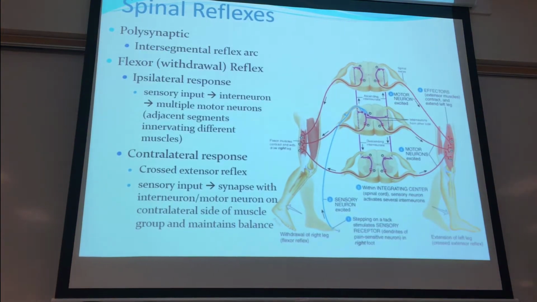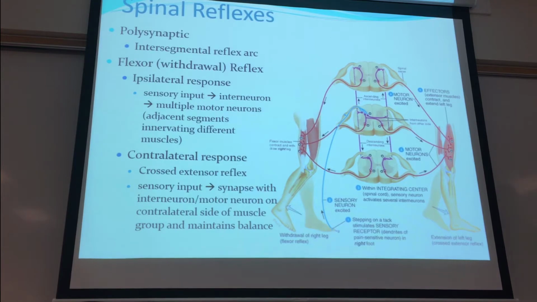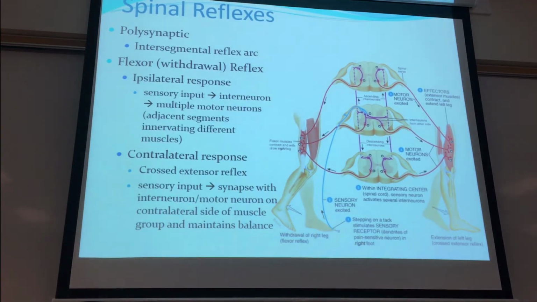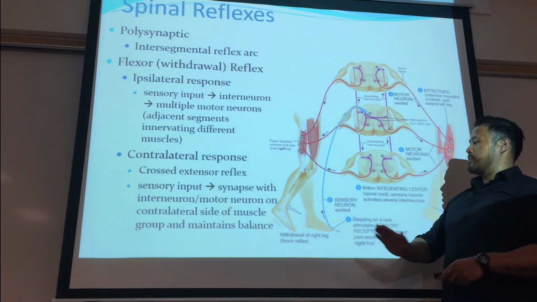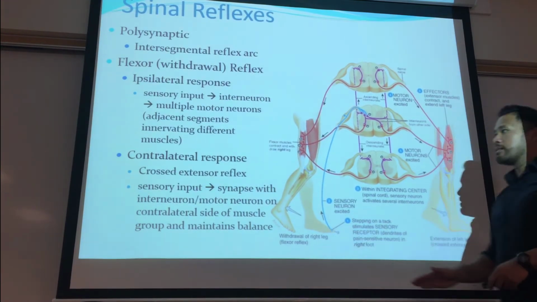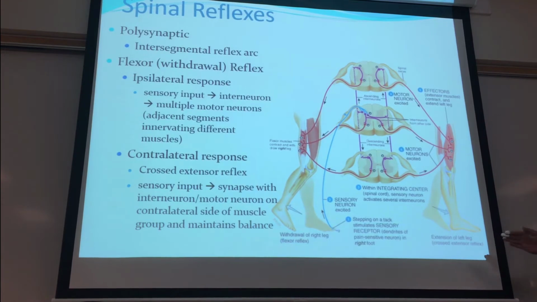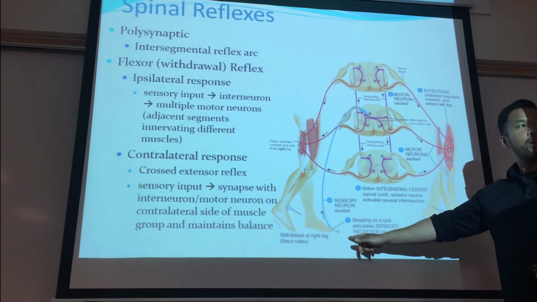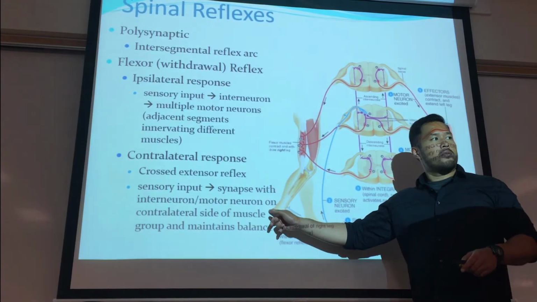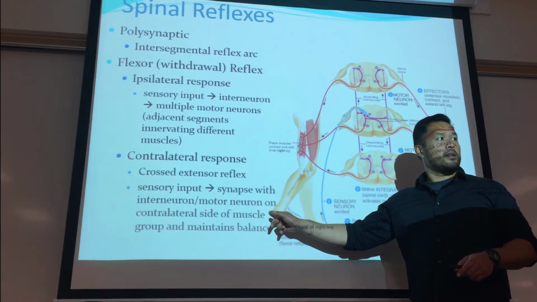Now, this specific spinal reflex is one we talked about. This is stubbing your toe. And in this reflex, what we're seeing is both an ipsilateral response, things that are happening on the same side of the stimulus, and things that are happening on the contralateral side. Here you can see the right leg. This person stubs their toe, and what they want to do is withdraw that foot away from the stimulus.